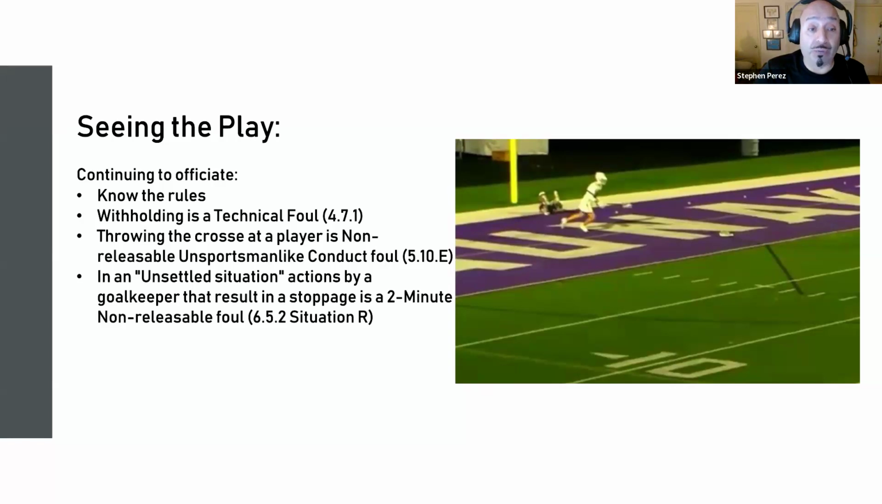So we all know that withholding, the ball is trapped underneath a cross, it's being withheld. That's a technical foul. So in that situation, the ball is being withheld by the Middleton player. Wadakee is going to get the ball. So that's one situation that we have to be aware of.